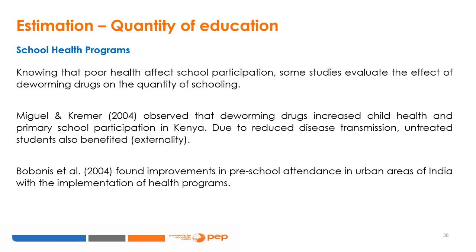Knowing that poor health affects school participation, some studies evaluated the effect of deworming drugs on the quantity of schooling. Miguel and Kremer, 2004, observed that deworming drugs increased child health and increased primary school participation in Kenya. Due to reduced disease transmission, untreated students also benefited. That is, there was a positive externality. Bobonis et al., 2004, found improvements in preschool attendance in urban areas of India with the implementation of health programs.